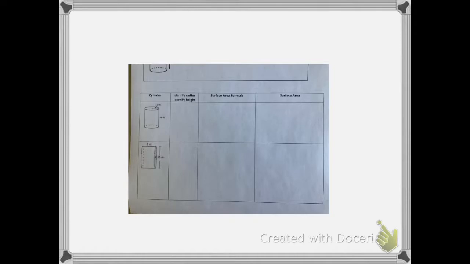So for this next picture, let's identify the radius and then the height. The radius is 11 yards and the height is 26 yards. So surface area is 2 pi r squared to represent the 2 circles plus 2 pi r h to represent the rectangle when you unravel that. So let's plug this in. So 2 pi 11 squared plus 2 pi 11 times 26.